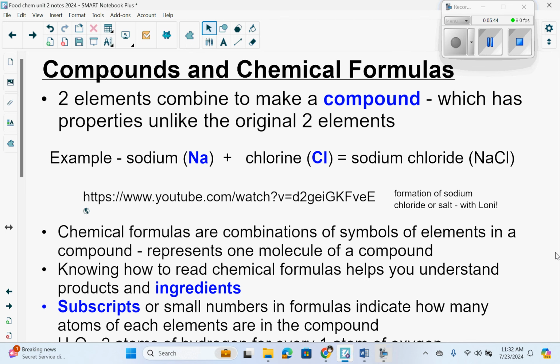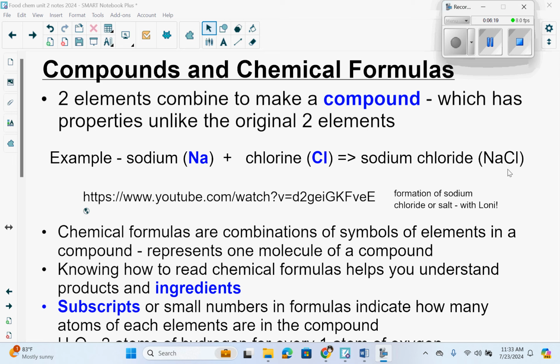All right, compounds and chemical formulas. So two elements combine to make a compound, which has properties unlike the original two elements. If you look at the formation of sodium chloride or salt, there should actually be an arrow. There we go. It says chemistry, so I want it to look like a chemical reaction. So we have sodium, Na, plus chlorine, Cl, but this would actually be Cl2 because it's diatomic, but that's a little more specific. But if any of you took chemistry, you might remember that. And it would make sodium chloride.